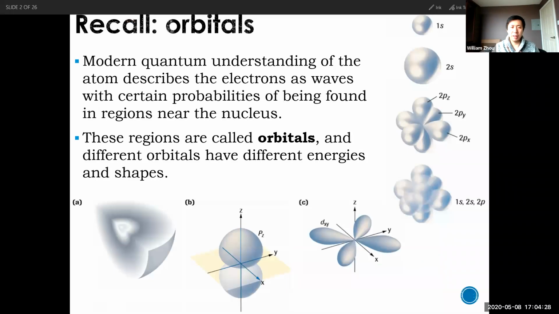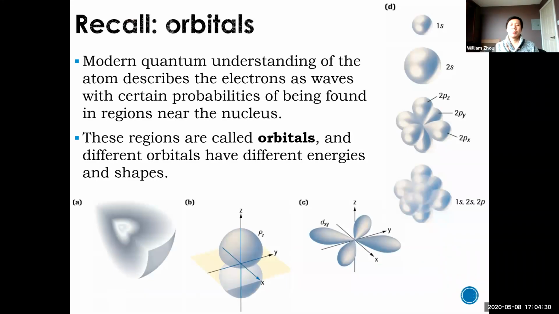All right, so let's do a little review on orbitals first. If you remember, orbitals are regions of space around a nucleus where you have a greater than 90% probability of finding an electron. So it's a region of space, and there are different types of orbitals. They come in different shapes and sizes. Figure A is an s orbital. It's spherical. And B, you would have a p orbital.